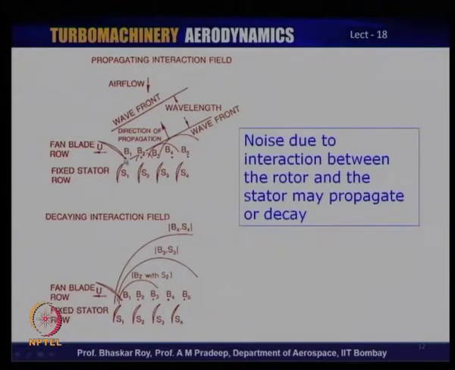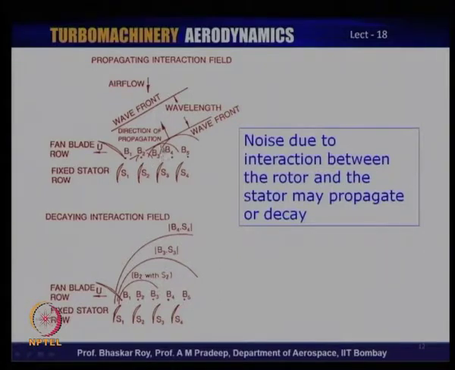Now, what happens is, there is an interaction of this trailing edge flow which is coming out with the stationary blades. Remember, the rotor is a moving component. So, the wakes that are coming out are moving wakes, and hence there is a relative velocity associated with the stator and the moving wakes. Those interactions create another kind of noise, and those noises can be of two kinds depending on the dynamics of the situation. It can be propagating noise, as is shown on top here.